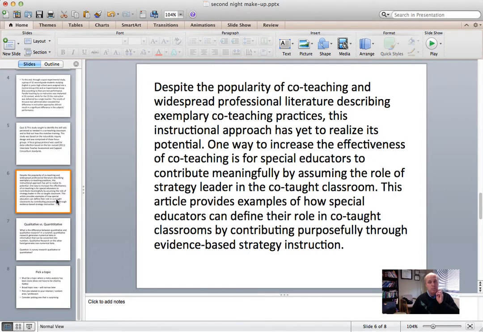All right, this one is the secondary one, remember? So this one is neither qualitative or quantitative. We don't really categorize it that way when it's secondary.